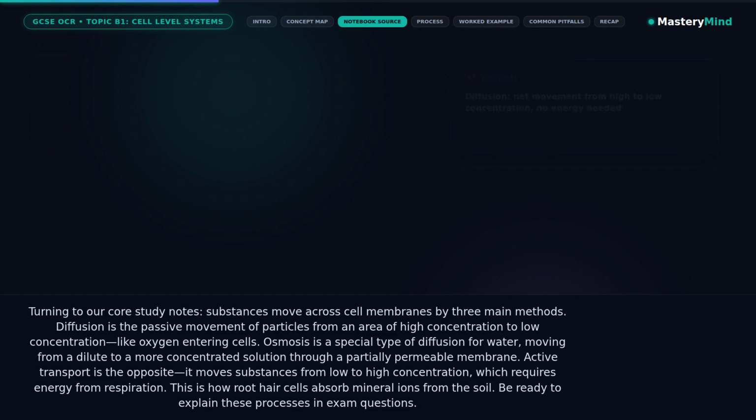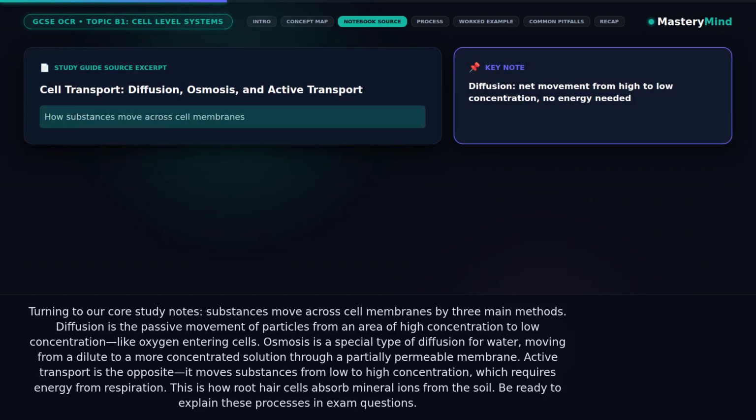Turning to our core study notes, substances move across cell membranes by three main methods. Diffusion is the passive movement of particles from an area of high concentration to low concentration, like oxygen entering cells. Osmosis is a special type of diffusion for water, moving from a dilute to a more concentrated solution through a partially permeable membrane. Active transport is the opposite. It moves substances from low to high concentration, which requires energy from respiration. This is how root hair cells absorb mineral ions from the soil. Be ready to explain these processes in exam questions.